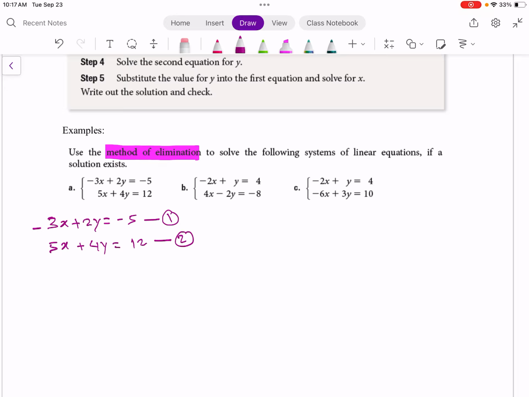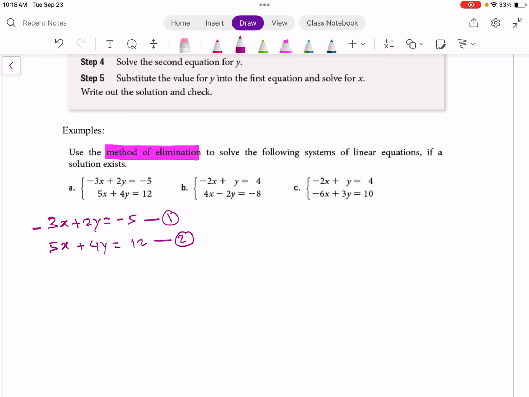Now the only thing we can do is add or subtract these two equations. By adding or subtracting these two equations, can we eliminate y? So if we add, let's see what happens. We add like terms: negative 3x plus 5x is positive 2x, 2y plus 4y is 6y, and negative 5 plus 12 is positive 7. We didn't eliminate y, we still have y, right? So it's not enough.